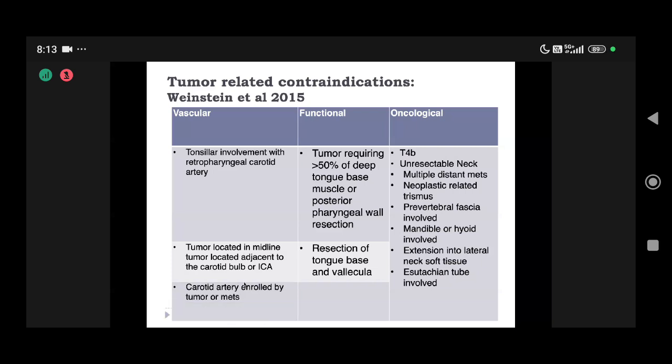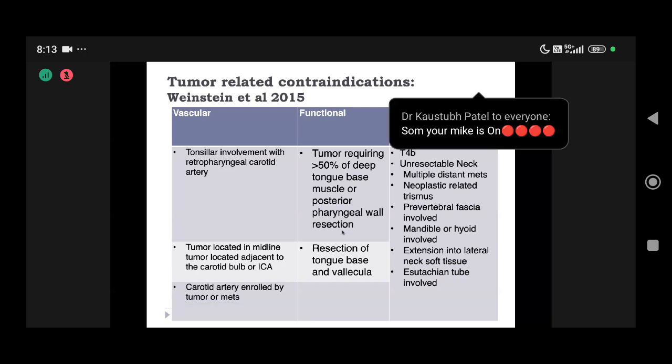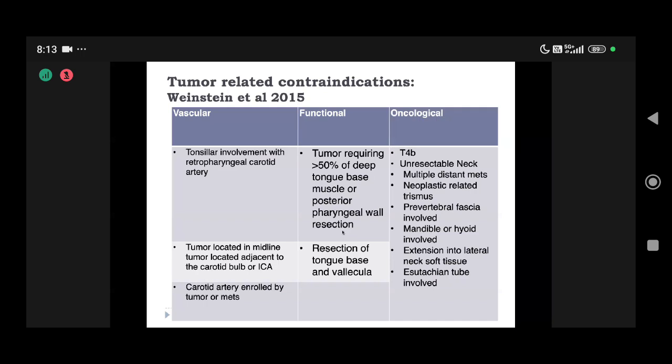Or there are multiple nodes which are abutting the carotid. These are all contraindications to surgery, because you will not be able to get margin on these patients. Then the second group of contraindications are functional. That is, if you're resecting a lot of base tongue or the posterior pharyngeal wall to gain clear margins, these patients might do great oncologically, but they will do very poorly functionally. So their swallowing would be hampered, their speech would be hampered. So these are again the patients you will not be keen to do transoral robotic surgery.